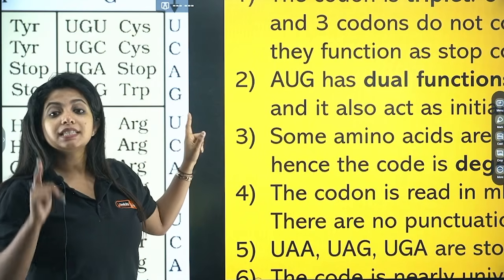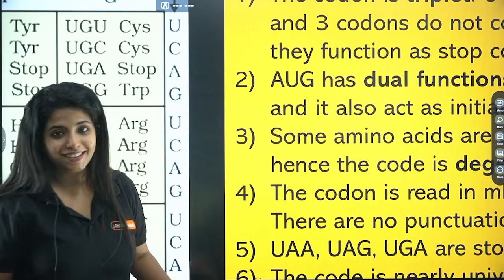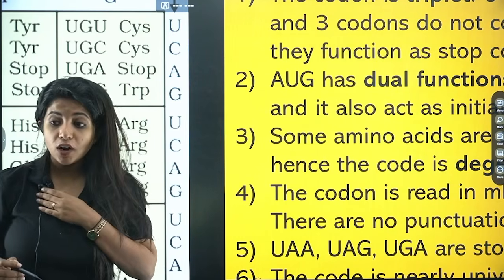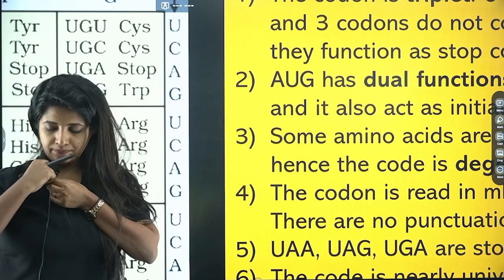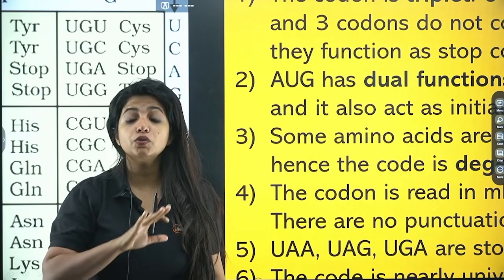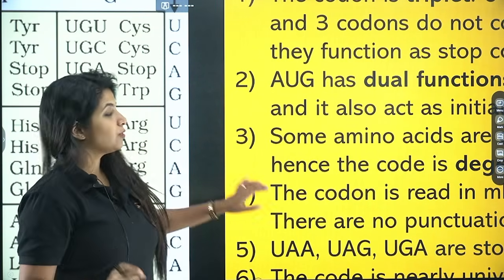Out of that, 61 of them code for amino acids, but 3 of them are not going to code for anything. They are known as stop codons.